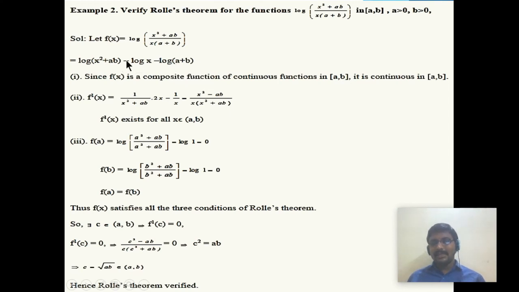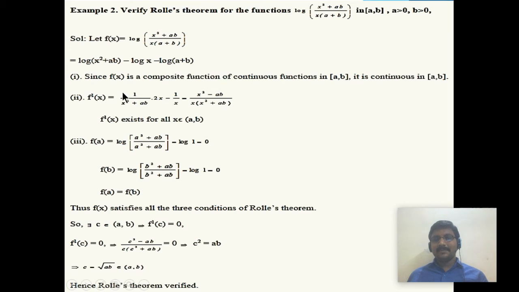If f is continuous and g is continuous, then f minus g is also continuous. Like that, f is a composite function of continuous functions in the closed interval [a, b]. It is continuous in the closed interval [a, b]. The composite function of continuous functions is always continuous.